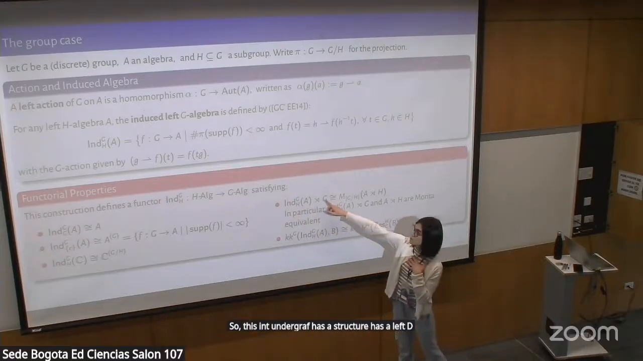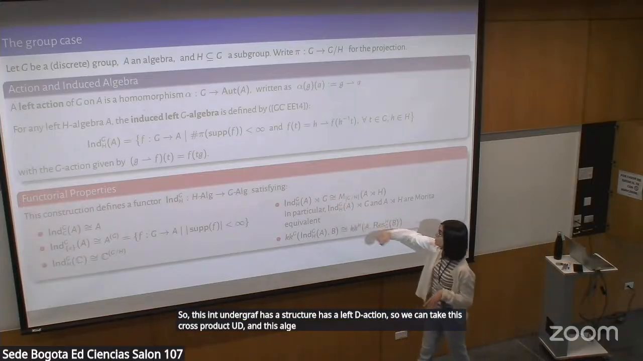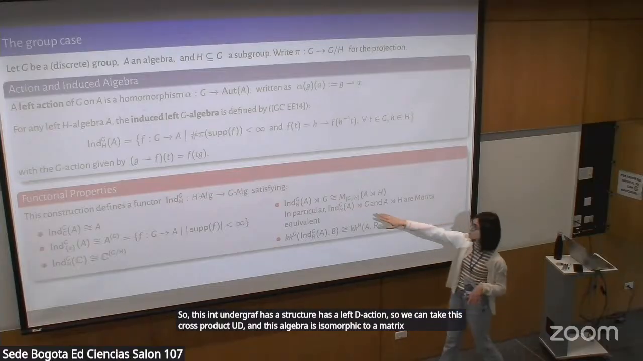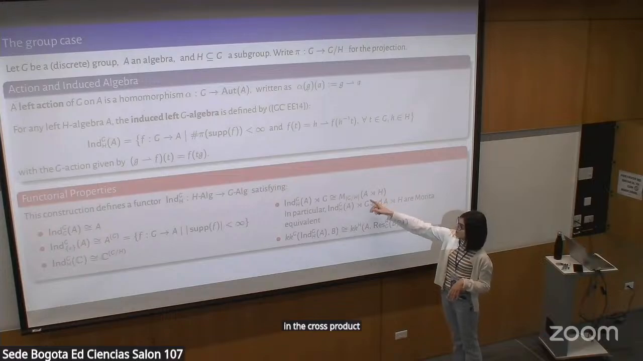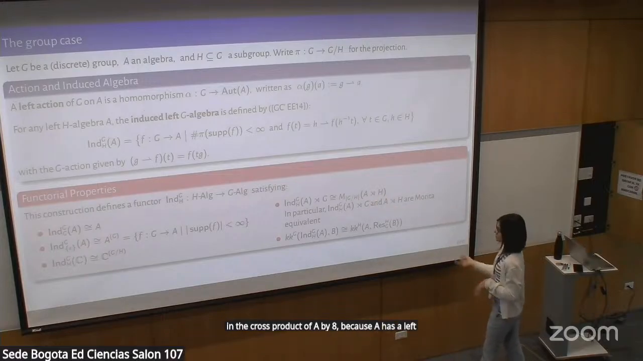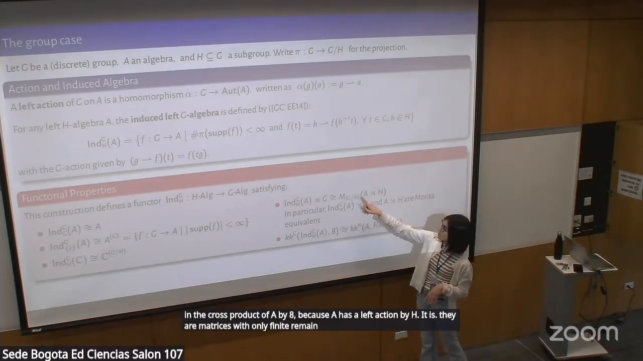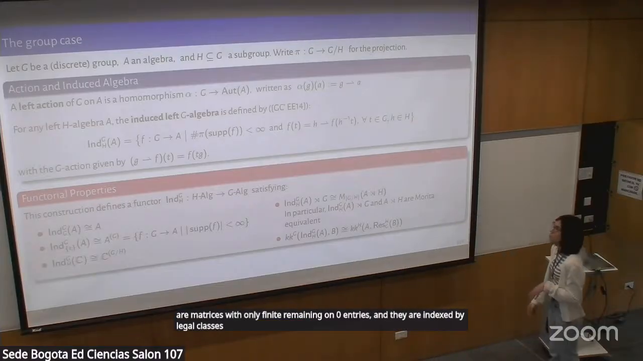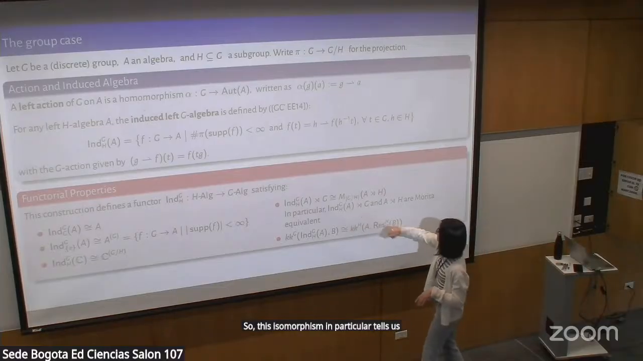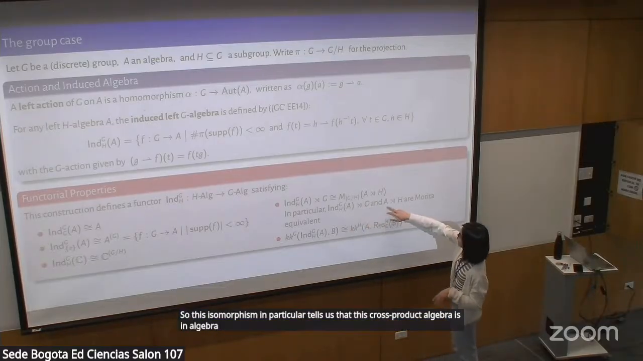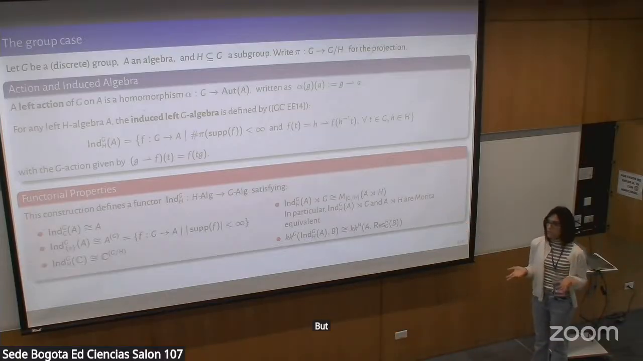So we can take the cross product with G. And this algebra is isomorphic to a matrix algebra. These are matrices with coefficients in the cross product of A by H, because A has a left action by H. They are matrices with only finitely many non-zero entries, and they are indexed by the cosets. So this isomorphism in particular tells us that this cross product algebra, the induced algebra cross G, and A cross H are Morita equivalent. In particular, they have the same K theory.